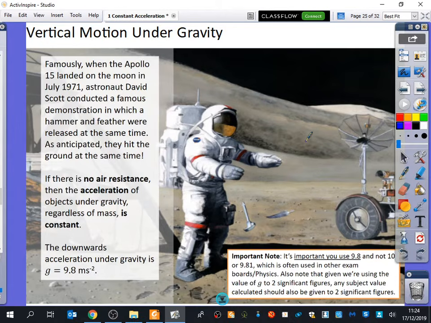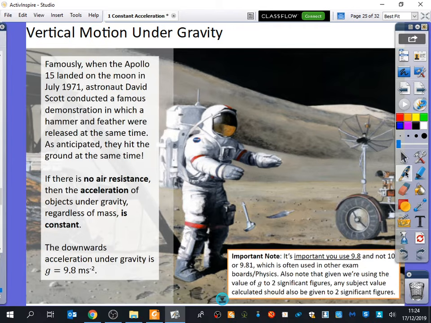We are going to talk through that video that we've just seen. And it says here in that text, when we're talking about vertical motion under gravity, it says, famously, when the Apollo 15 landed on the moon in July 1971, astronaut David Scott conducted a famous demonstration in which a hammer and feather were released at the same time. As anticipated, they hit the ground at the same time.